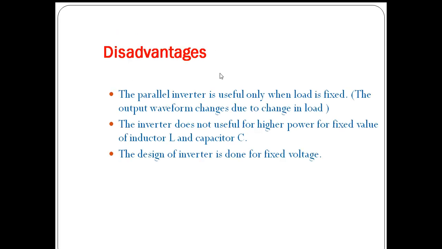The disadvantages of this parallel inverter are: it is useful only when the load is fixed. The output waveform changes due to change in the load. The inverter is not useful for high power for fixed values of inductor and capacitor. The design of the inverter is done for a fixed voltage.